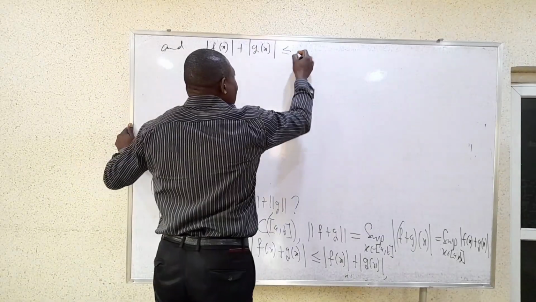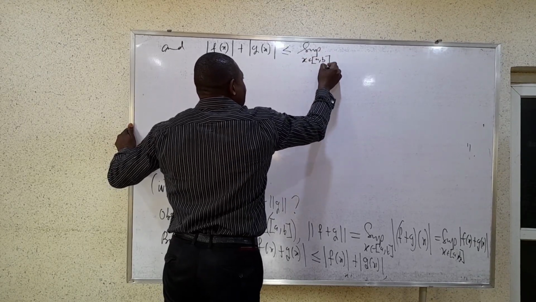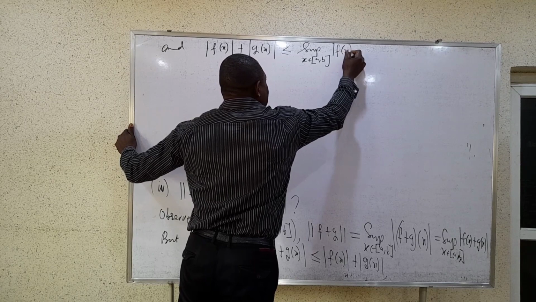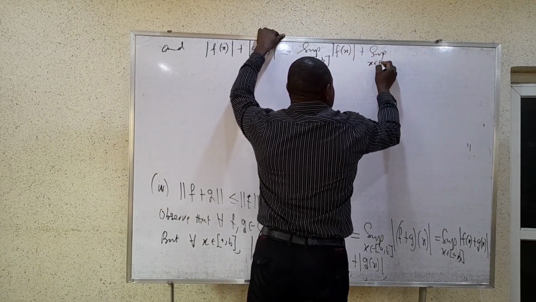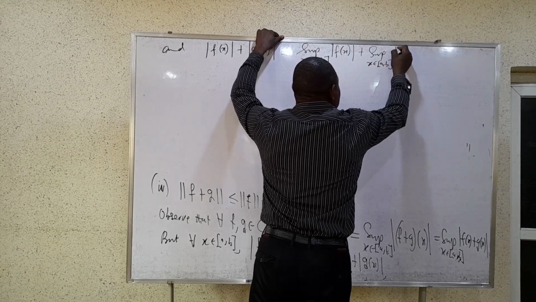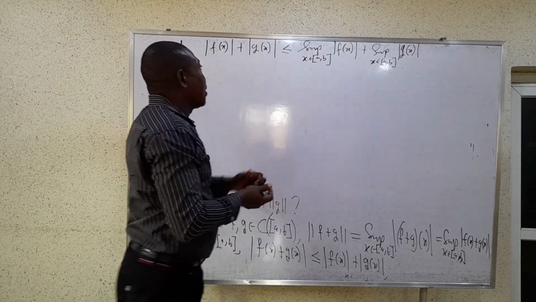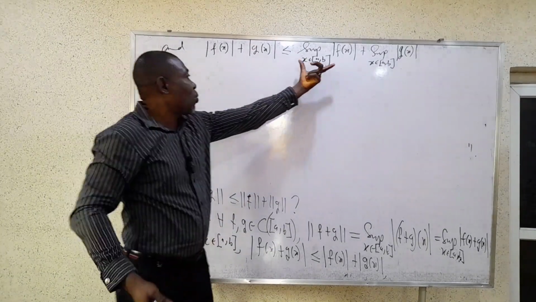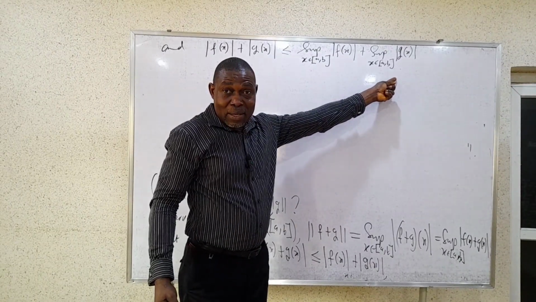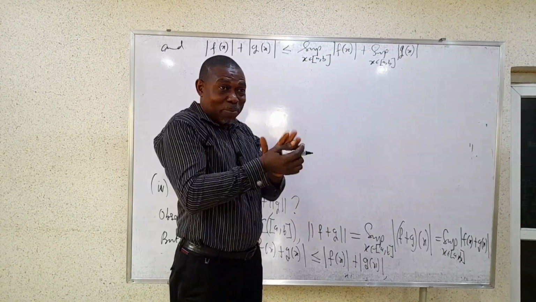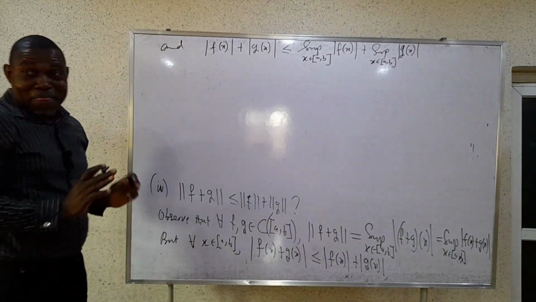or equal to the supremum over x in [a,b] of the absolute value of f(x) plus the supremum over x in [a,b] of the absolute value of g(x). This is coming from the fact that this one is less or equal to this one, and this one is less or equal to that one. Their sum also. Therefore, their sum will be less than or equal to this sum. Hope it's clear.